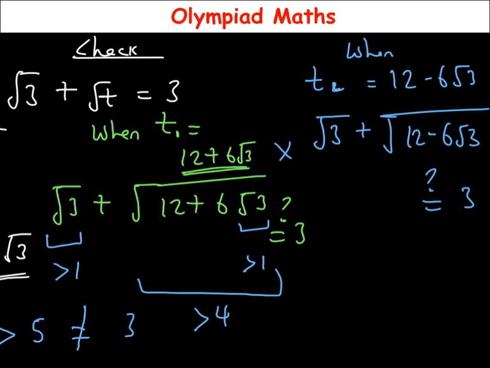Now looking at this, right, root 3 will give us a number greater than 1. Also from here, root 3 will give us a number that is also greater than 1. Now if you multiply 6 times a number that is greater than 1 and then you subtract it from 12 and then square root the answer, what you get is a number that will be less than 3. Now if you add up a number greater than 1 and also less than 3, you might get the answer approximately to be 3. So that means that for the value of t2 as 12 minus 6 root 3, right, this is the correct value of t that will satisfy the given equation.